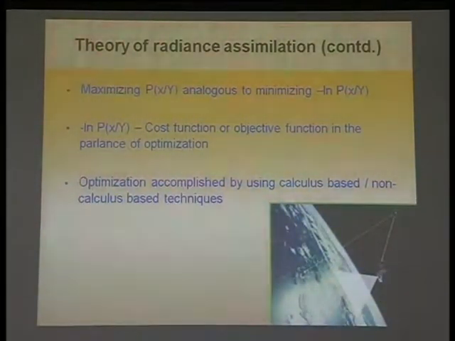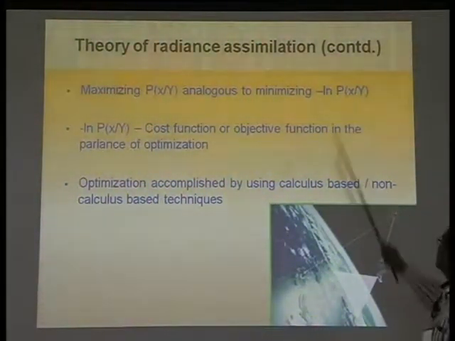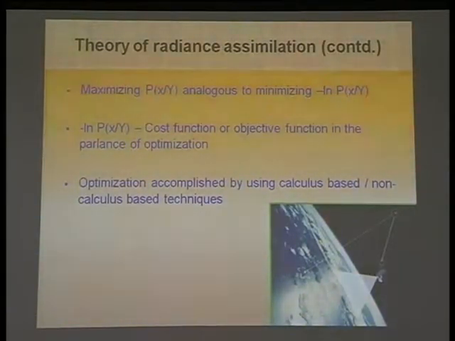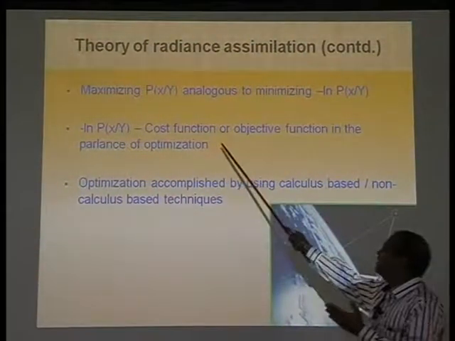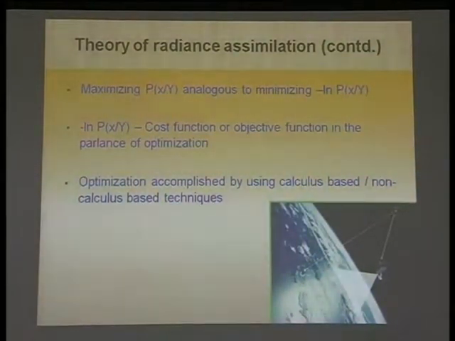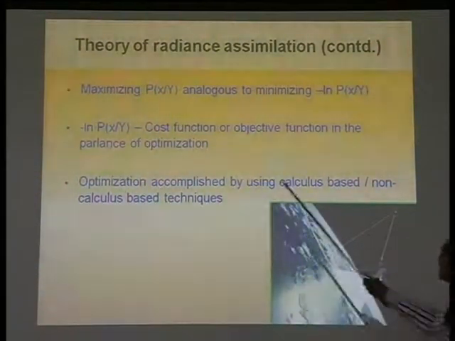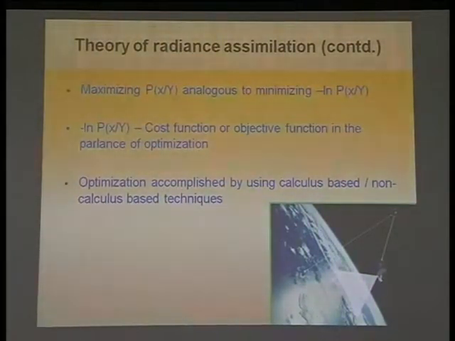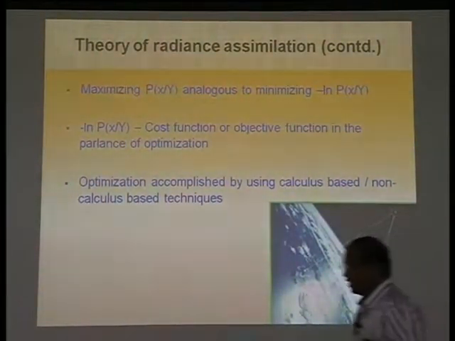Maximizing p of x given y is analogous to minimizing minus ln of p of x given y. The minus ln p of x given y is very conventionally known as the cost function or objective function in the parlance of optimization. This optimization could be accomplished by using calculus or non-calculus based techniques.